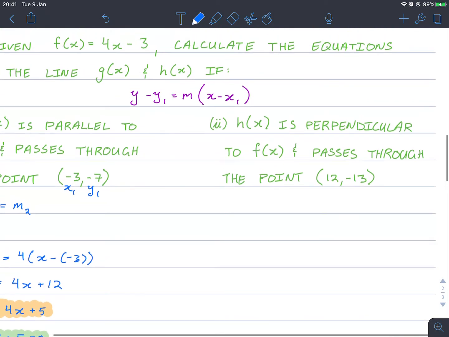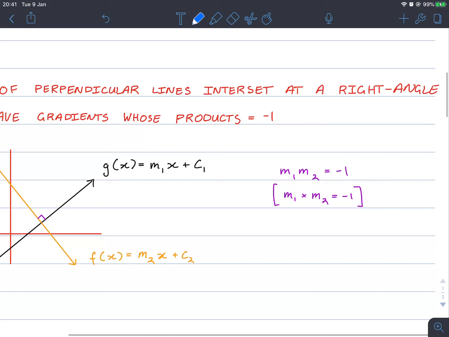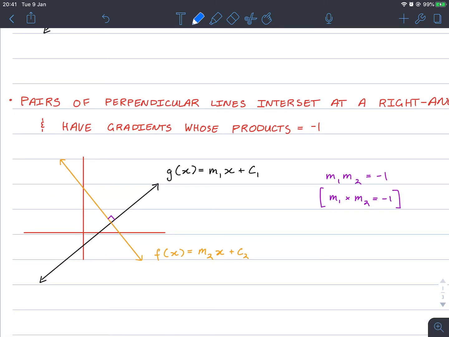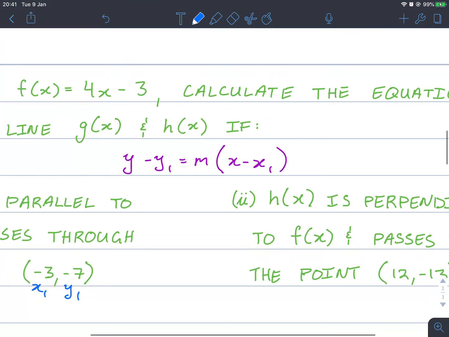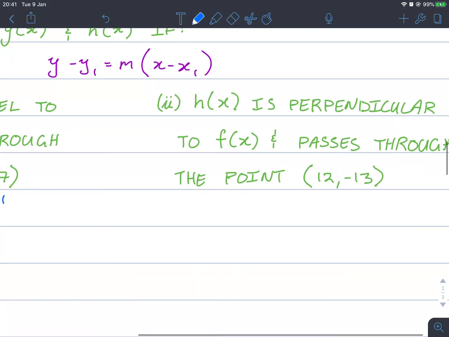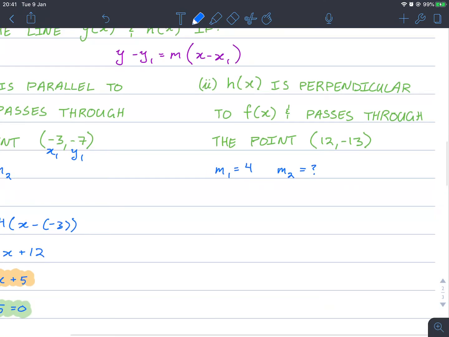Let's move to the next equation here. Let's find h of x so that it is perpendicular to f of x and is passing through 12, negative 13. Well, we saw in the previous sheet of paper here that for perpendicular lines, their gradients when multiplied give a product of negative 1. Well, we know what m1 is. m1 is here the gradient of f of x. We do not know what m2 is, but we do know if we multiply them, m1 times m2 gives us negative 1.